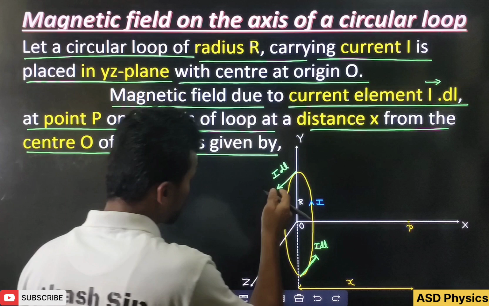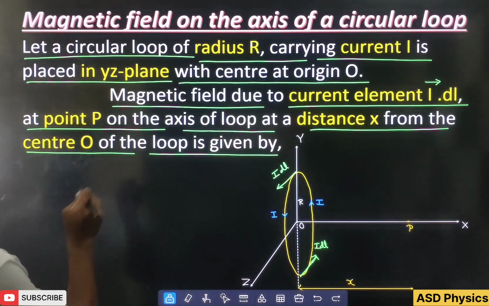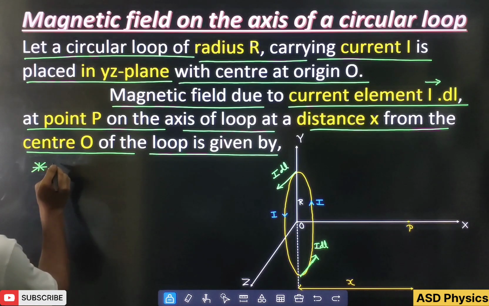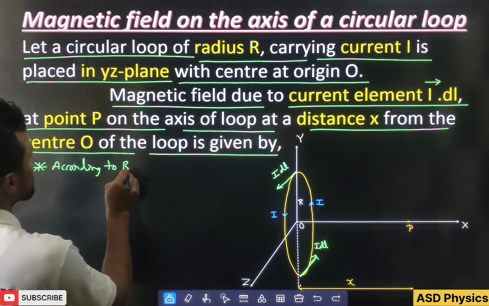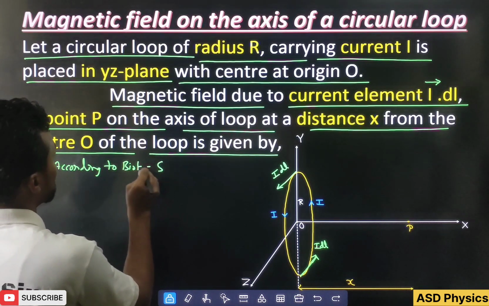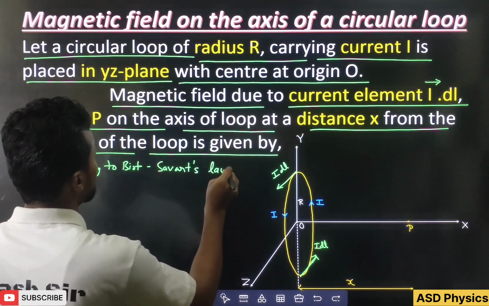Now, due to these two current elements, we have to calculate the magnetic field at point P. To calculate the magnetic field at point P, we will use the Biot-Savart law. According to the Biot-Savart law, because this is an application of the Biot-Savart law.